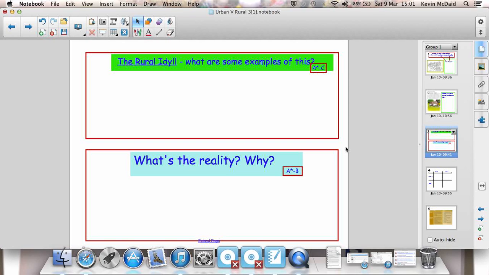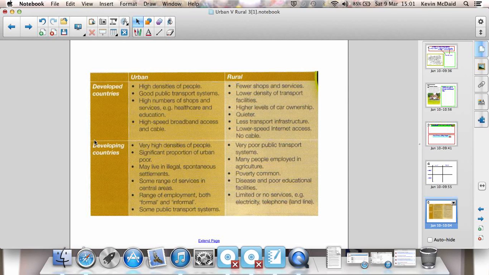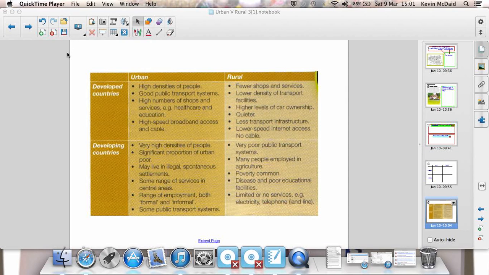Now, the key thing to remember is that urban to rural migration is very much a pattern that happens in MEDCs. It's very, very different in LEDCs for a number of reasons that we looked at here. Urban and rural areas in LEDCs and MEDCs are very, very different. Rural areas in MEDCs, not many shops and services, not much transport, a lot more cars, far less infrastructure in terms of communications, internet access and things like that is sporadic.